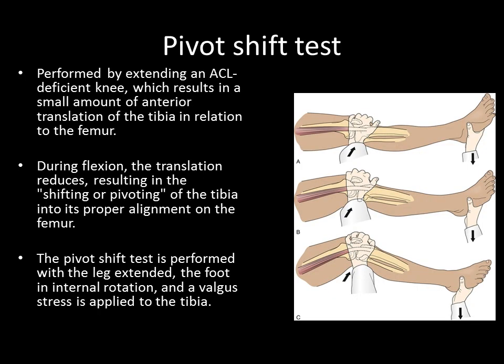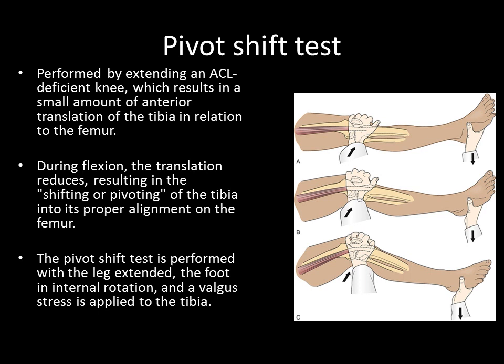Pivot shift test. This is a dynamic test that shows the subluxation that occurs when the ACL is non-functional. It is performed by extending an ACL deficient knee, which results in small amount of anterior translation of the tibia in relation to the femur. During flexion, the translation reduces, resulting in shifting or pivoting of the tibia into its proper alignment on the femur.